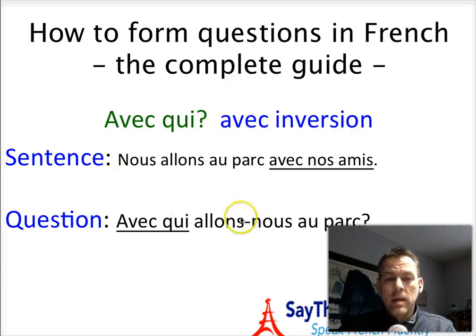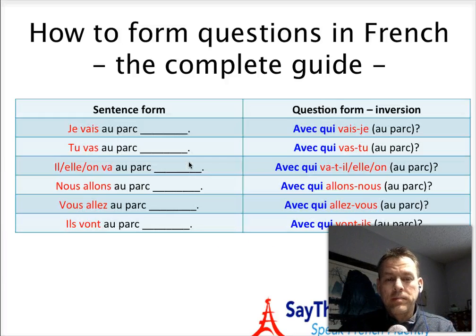Same thing here. Allons-nous is the inversion of nous allons. Put that to the table. Again, a lot of repetition here. Avec qui, right? All you're simply doing is taking your question word expression, whether it be quand, comment, pourquoi, whatever the case, and you just stick it right there at the beginning of your question. Then you make sure that you invert the order of your words in red here, and you're set to go. Tack on a question mark at the end. Good to go.